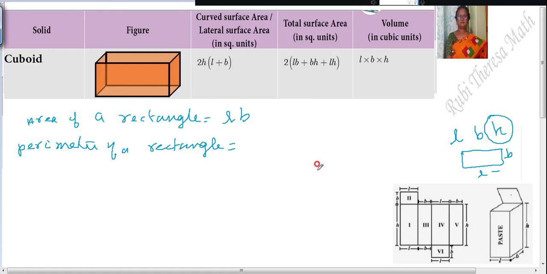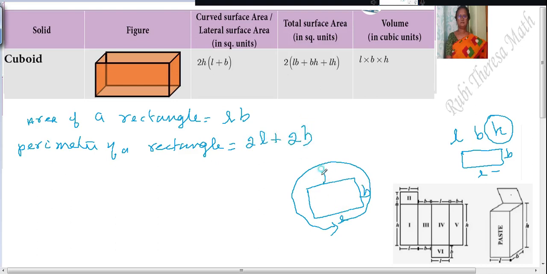Perimeter of a rectangle. Perimeter means what? All this, you are just circling it, isn't it? That is length and breadth. How many lengths? Twice the length, plus twice the breadth. Length, length, breadth, breadth. That is 2 into (L plus B). These are the basic formulas that you have been studying from lower classes onwards, isn't it?